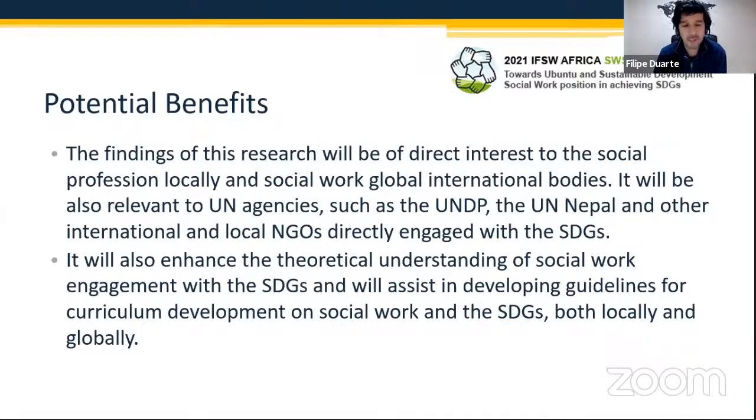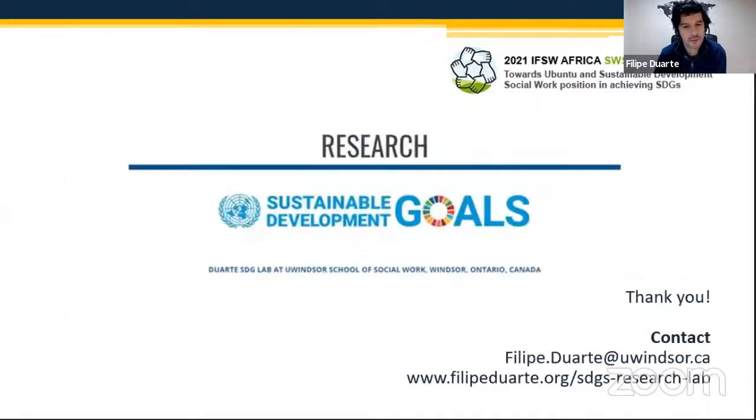At the end, to conclude, the potential benefits. The findings of this research and the examples from Nepal, and we have already drafted comprehensive interview questions, will be of direct interest to the International Federation of Social Workers and global international bodies like the United Nations Development Programme, for example, and other relevant UN agencies, such as the one in Nepal. This will also enhance our practice and our curriculum in social work. I will probably have future opportunities to present the results. Thank you, and if you want to contact me, please send me an email. Thank you so much for listening.